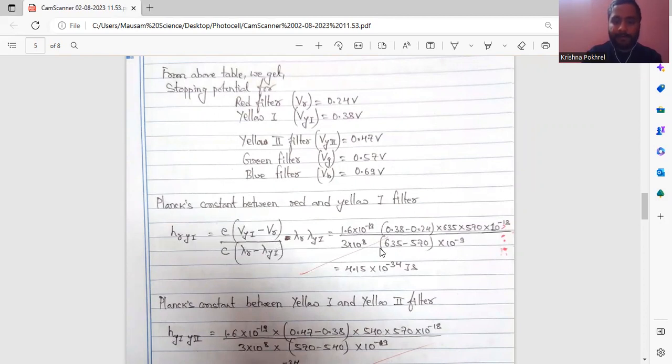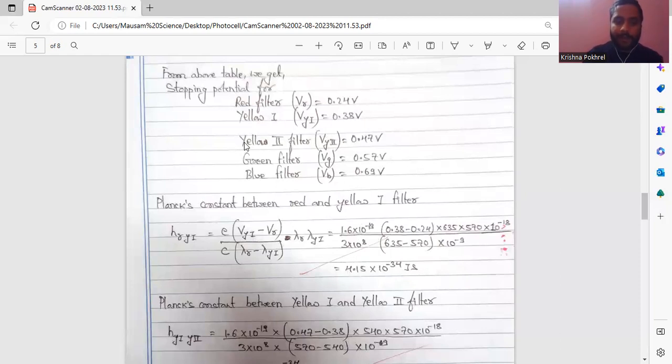e means the charge of the electron, that is 1.6 × 10^-19 coulomb. c means the speed of light. V y1 we know from here, for yellow one, and Vr means the stopping potential for red. V means the potential. You apply this formula over here and you get your answer. Although the answer is not exactly correct because it is practical, there may be certain error.